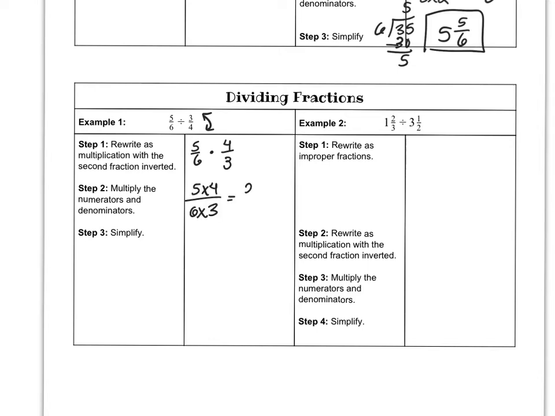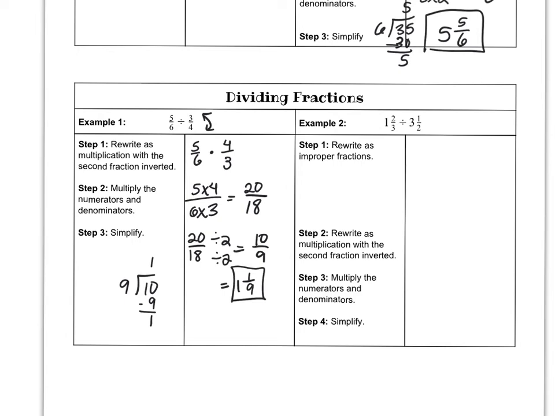This time I have 5 times 4 in the numerator and 6 times 3 in the denominator. And I can simplify this because both 20 and 18 are divisible by 2. That gives me 10/9, and I would actually prefer this as a mixed number, so I'm going to do 10 divided by 9. 9 goes into 10 one time with a remainder of 1. So this is equal to 1 1/9.